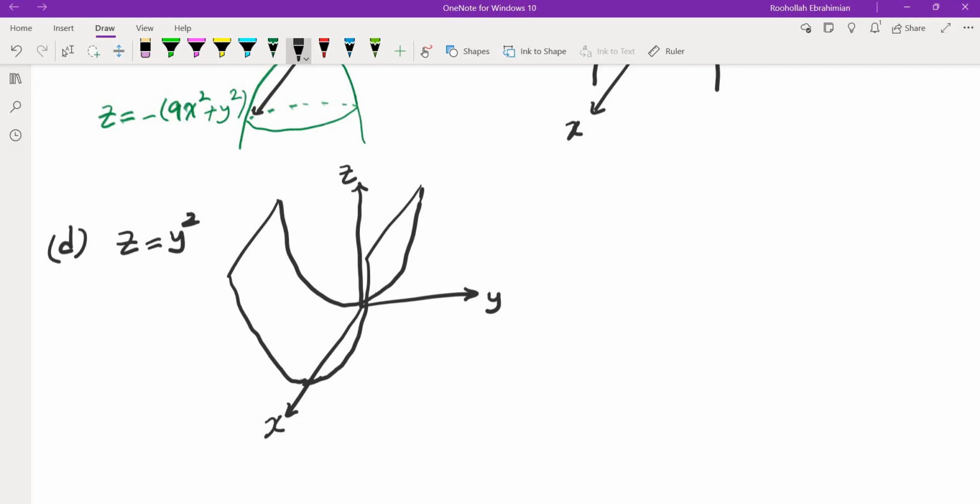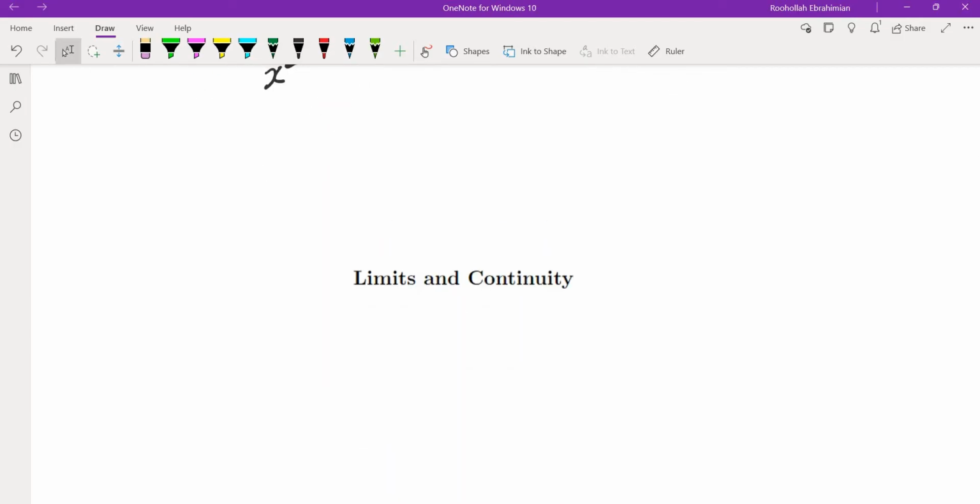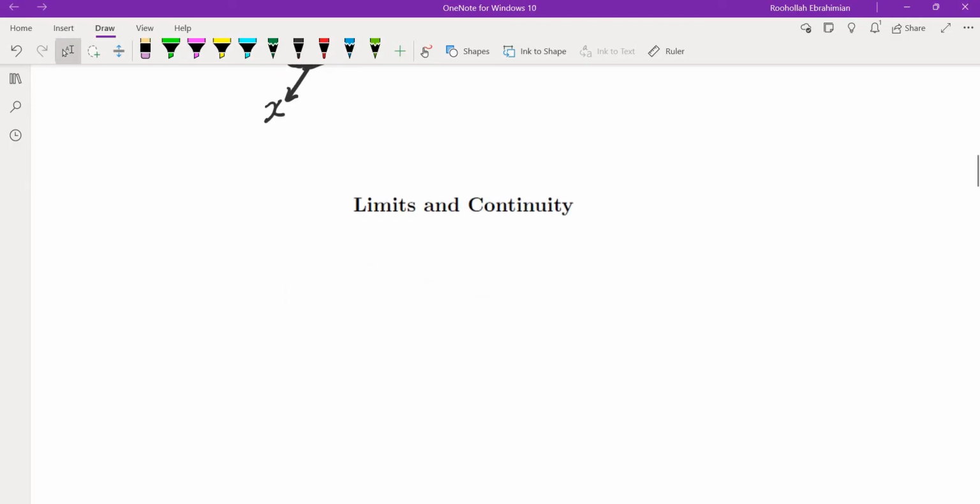And this shape is called a sheet. It is called a parabolic sheet, or simply a sheet. So anytime you have a graph that is missing one of the variables, you're taking that graph on the xy plane or yz plane or xz plane, and you're moving it along the missing axis. Okay, so let's now talk about limits and continuity.